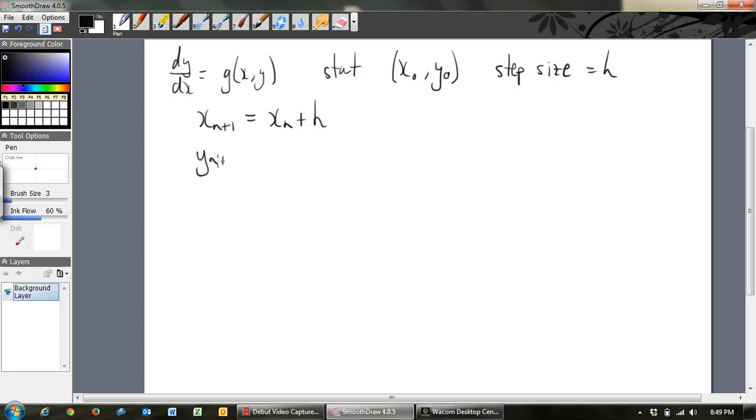What happens with the y value? The yn plus 1th term will be equal to the ynth term plus h times g of x and y, like that. And so there, that's Euler's, all of that. I was trying to do that in red.